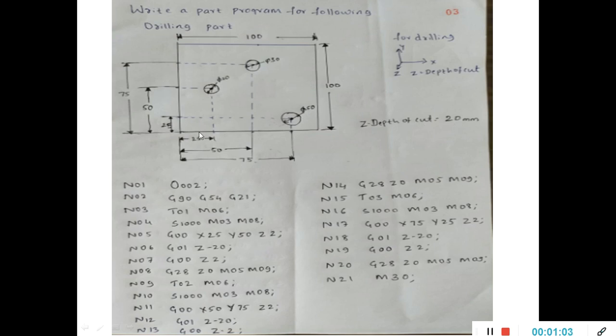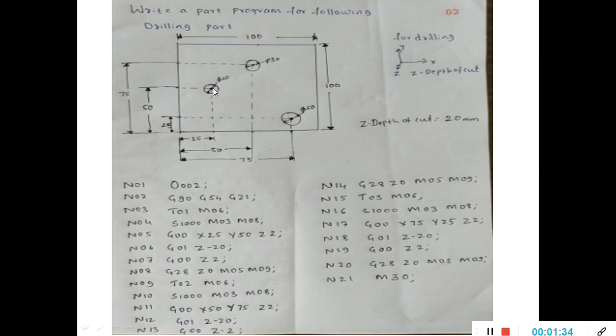Okay, see here. In this part program, in total 3 holes are going to be drilled: the hole diameter 20 mm, the hole diameter 30 mm, and the hole diameter 50 mm. These 3 holes are located at different positions. Before starting the program, I'll tell you the coordinates for each hole.